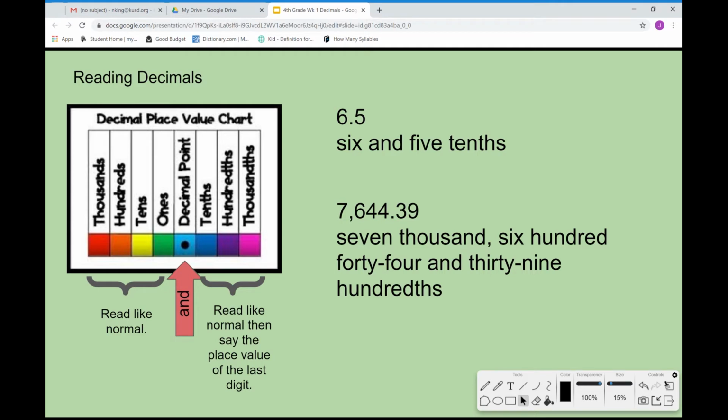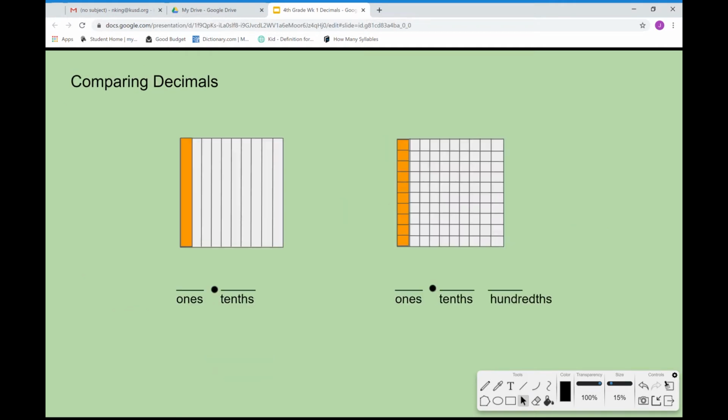Let's move on and do some comparing. Let's look at a decimal with some place value blocks. This block represents one whole and is divided equally into 10 parts. One row out of the 10 is colored in, so we have 1/10 colored in. As a decimal, we want to write 0 and 1/10, so that the 1 is in the tenths place.